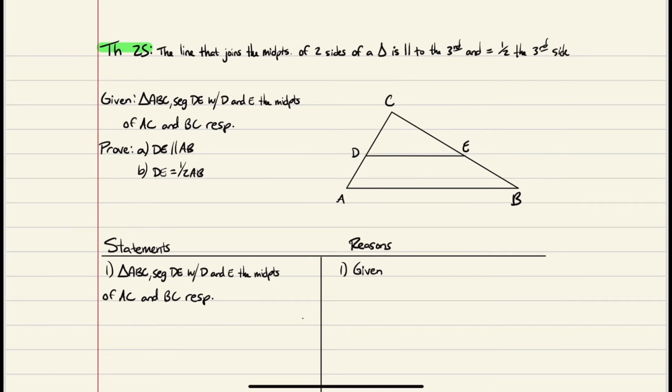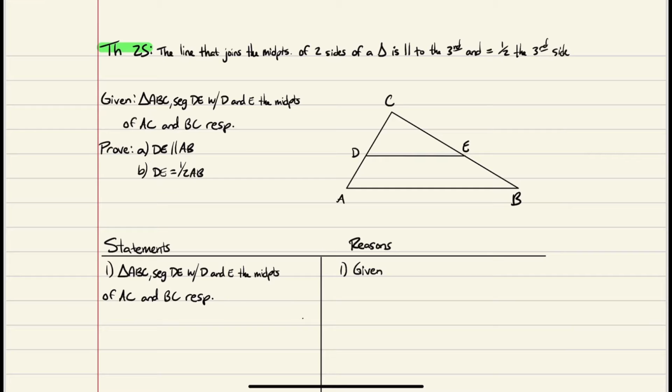Theorem 25. The line that joins the midpoints of two sides of a triangle is parallel to the third side and equals half the third side. So we have triangle ABC that has a segment DE in the middle of it with D as the midpoint of this side and E the midpoint of this side. I said D and E are the midpoints of AC and BC respectively, stating that D is the midpoint of that side, E is the midpoint of that side.